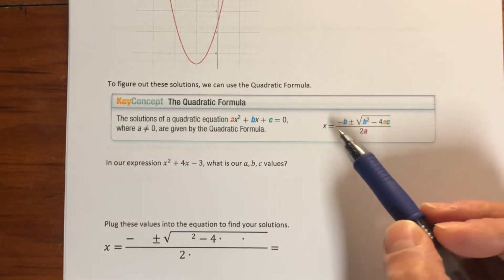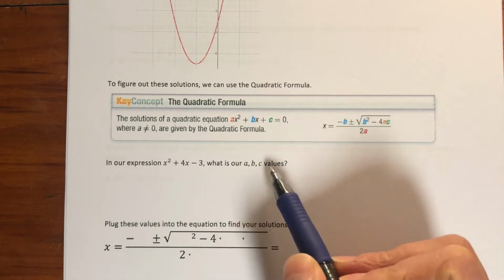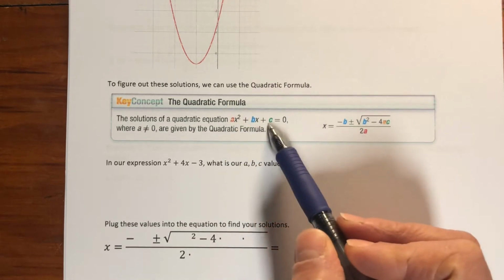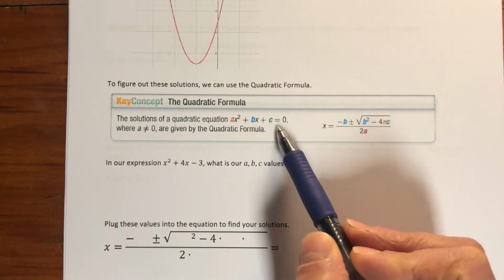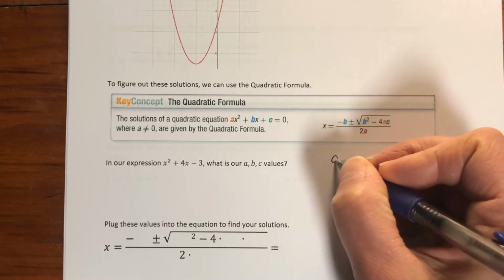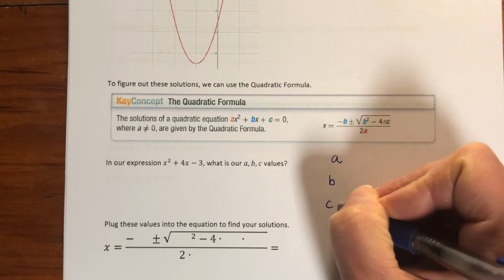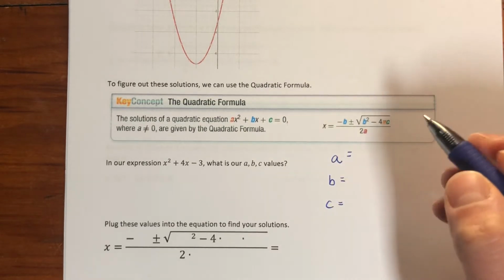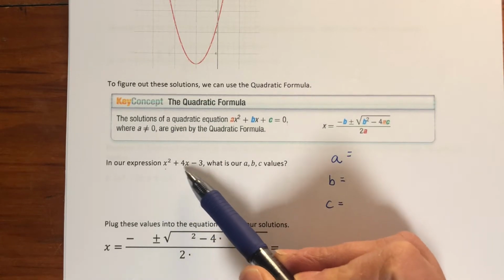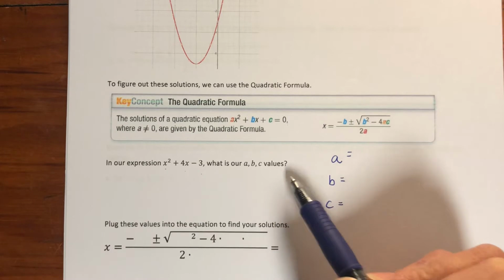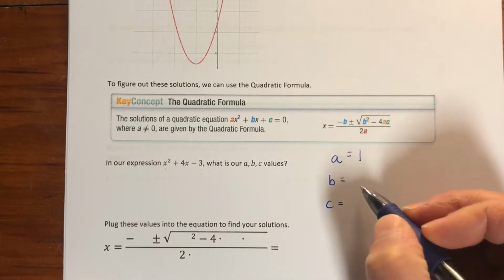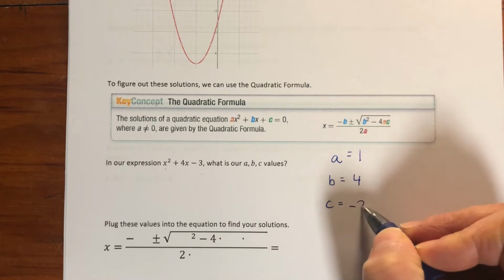In order to use the quadratic formula, we always need to make our quadratic expression in standard form. That means you want everything on one side and 0 on the other side. Then I would very strongly suggest listing A, B, C. We've been doing this for other reasons as well. If our expression is x squared plus 4x minus 3, we want to list A, B, and C. A is the number that goes with x squared, and that's 1. B is 4, and C is -3.